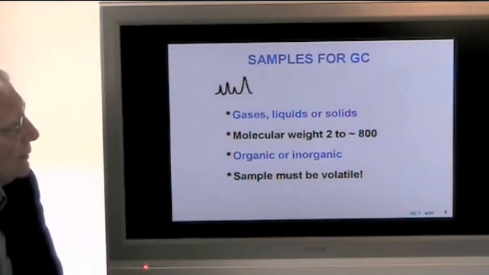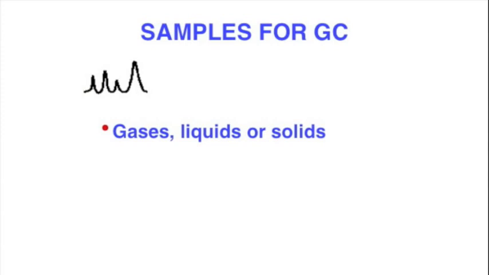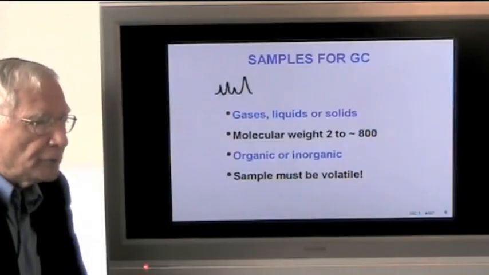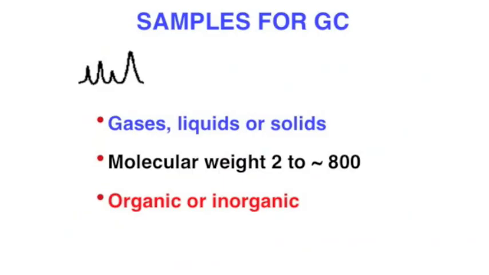Samples for GC, they can be gases, and to my knowledge, almost every gas has been analyzed, liquids, and some solids. Solids are usually dissolved in a low-boiling solvent and analyzed. Molecular weights have been done easily from molecular weight of 2, hydrogen, up to over 800. In exceptional cases of simple hydrocarbons, molecular weights up to 1200 have been separated. Samples can be organic or inorganic, but most of the work with gas chromatography are organic compounds. Typical examples of inorganics would be water or gases.